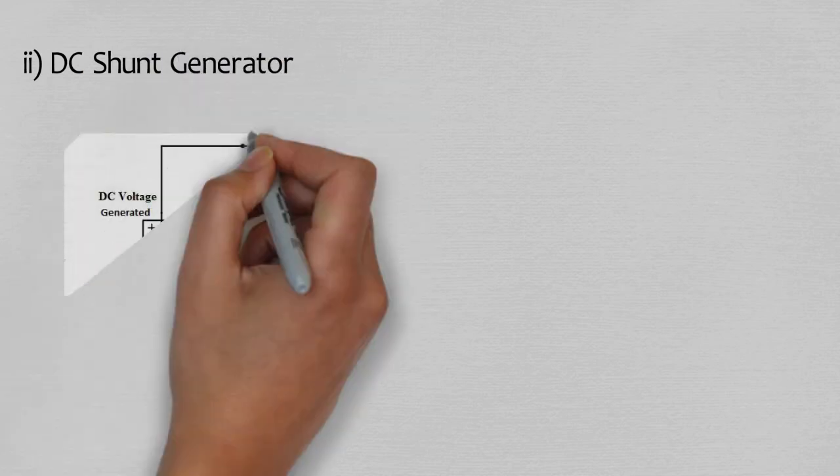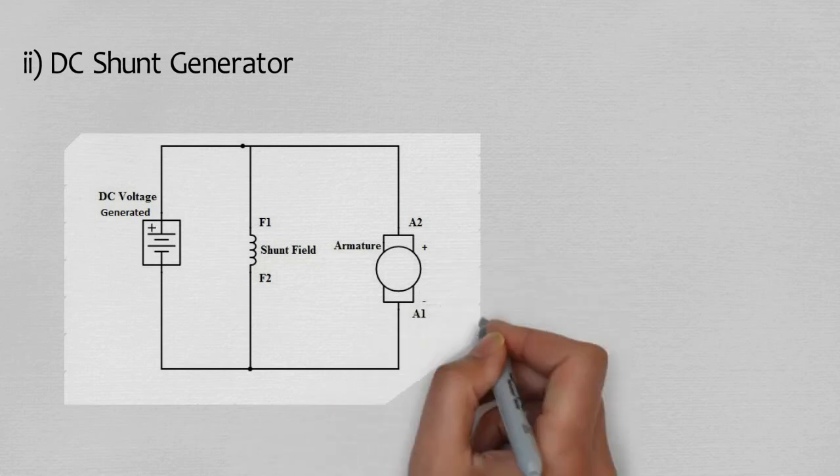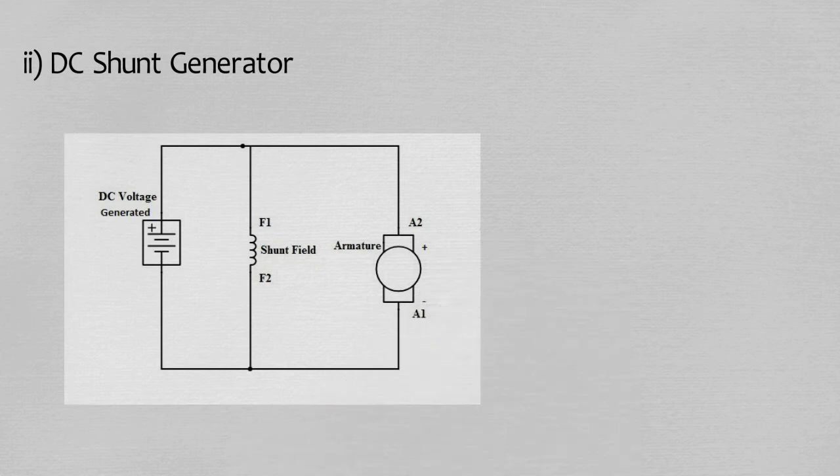Second is DC shunt generator. Armature of generator is rotated by prime mover. So, generated EMF E will be produced. Hence, armature will supply current IA.